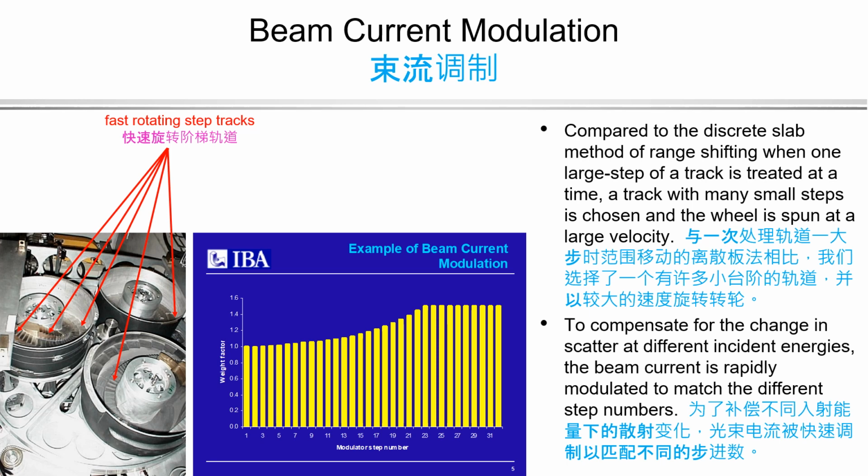This slide shows the same picture of a range shifting device that was shown earlier, but here it is used in a different manner. In this case, instead of selecting a circular track with large steps, a track with many small steps is chosen, and the wheel is spun at a large velocity. To compensate for the change in scatter at different incident energies, the incident beam current is rapidly modulated to match different step numbers.